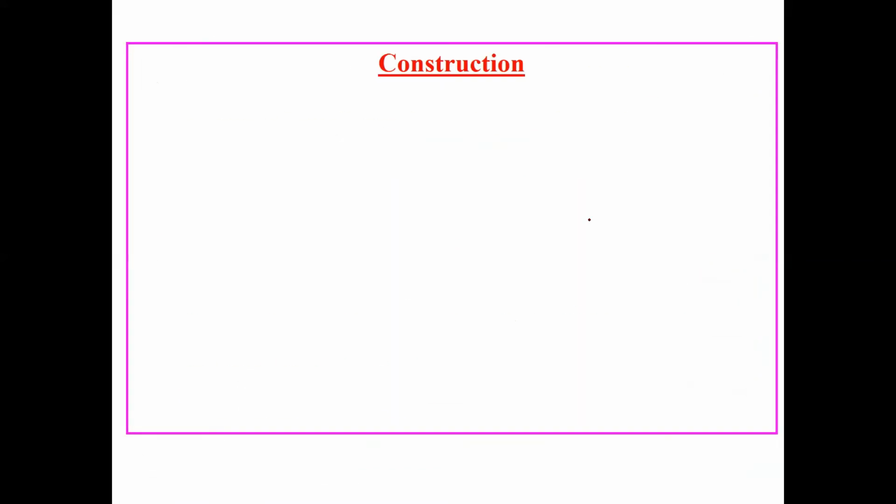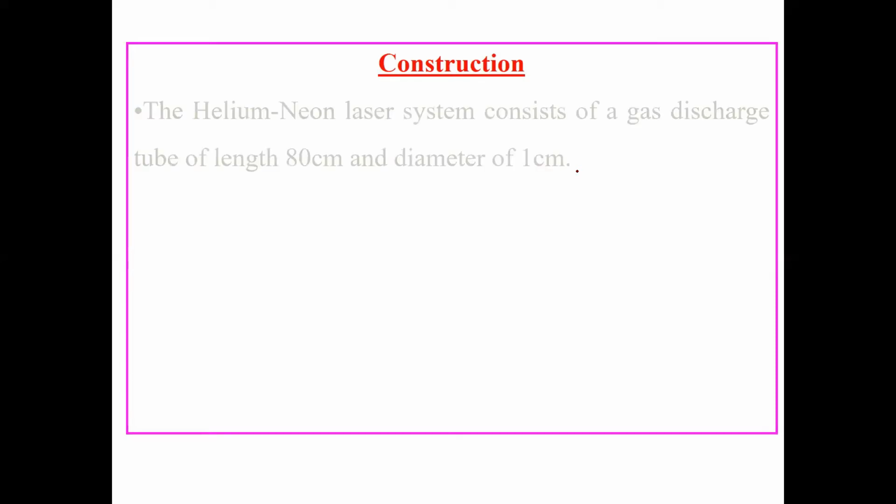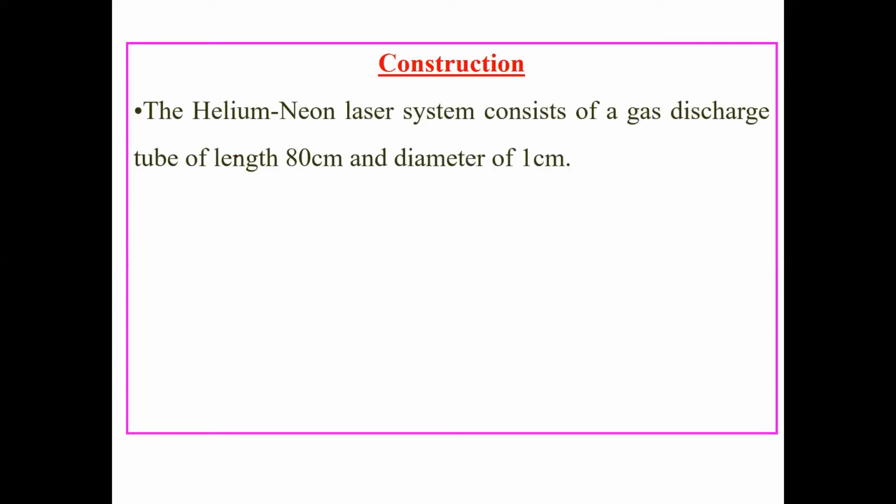How to construct the helium neon gas laser? It consists of a gas discharge quartz tube approximately 1 meter in length. The length of the tube is 80 centimeters, and the diameter is approximately 1 centimeter.